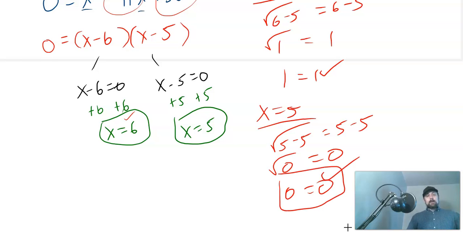I don't know why I'm putting a box around it. I want to put a check mark, right? So 5 also works. So this is one of the more unusual cases where both solutions are actually valid. So you would type both of those into Math Excel.